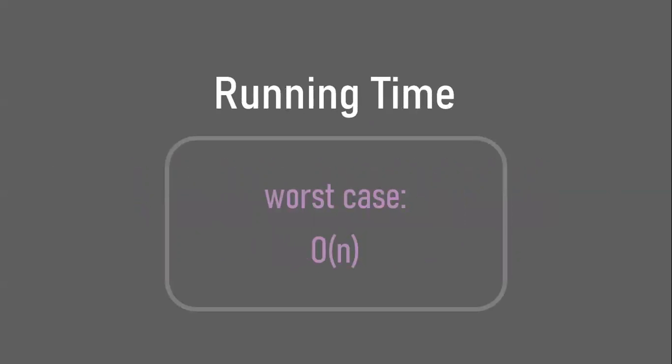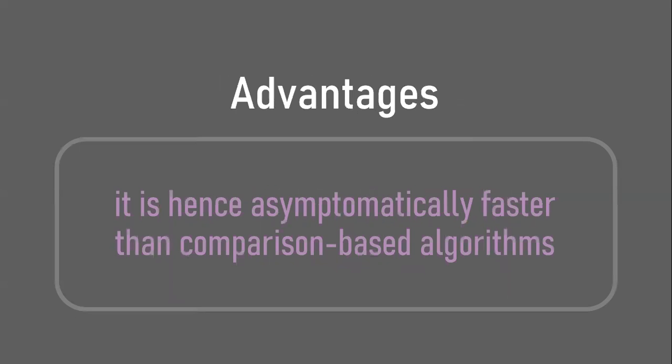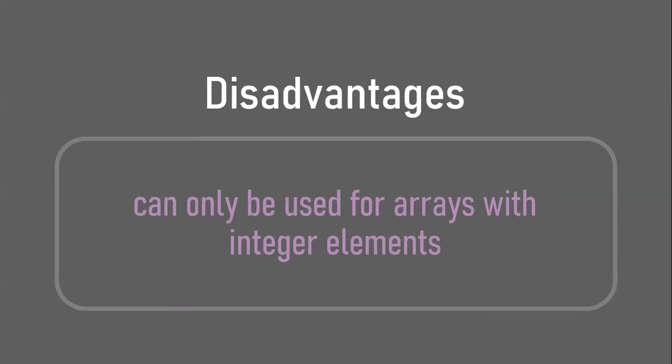The running time is this, which is the worst case, which is also the same as the best case, as well as the average case. Because of this running time, this algorithm is asymptotically faster than other comparison-based algorithms, such as merge sort.